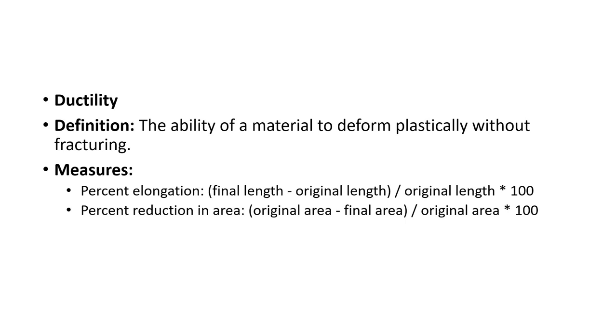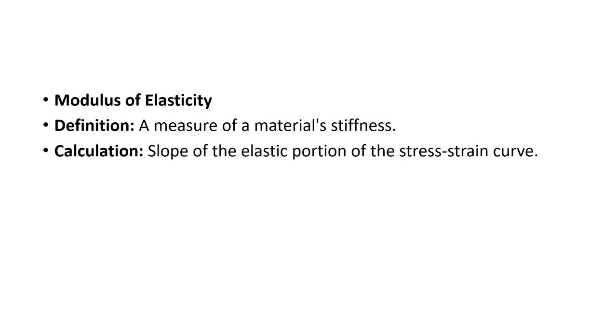Ductility is measured with the help of the following points. Percent permanent elongation is final length minus original length divided by original length times 100. And percent reduction in area is original area minus final area divided by original area times 100. With the help of these two, ductility or elongation is measured.